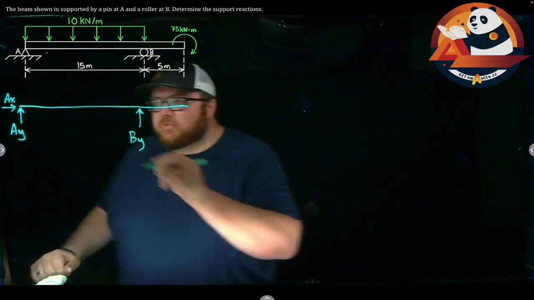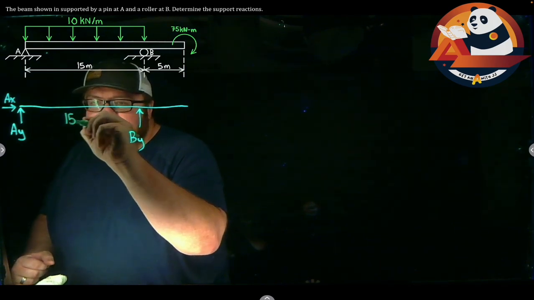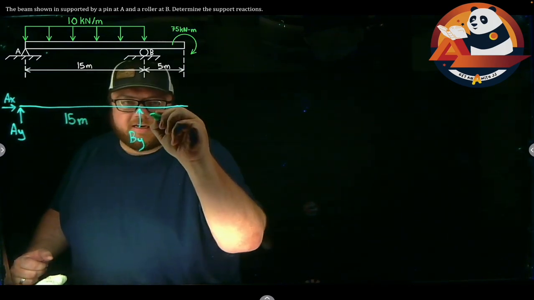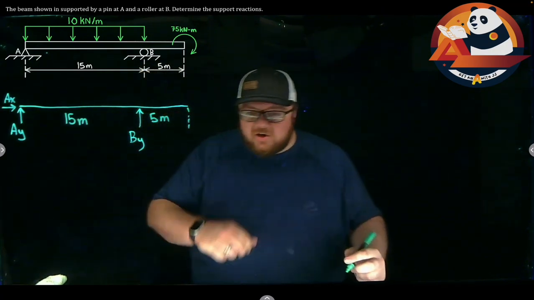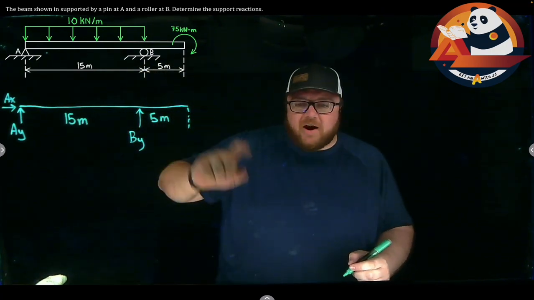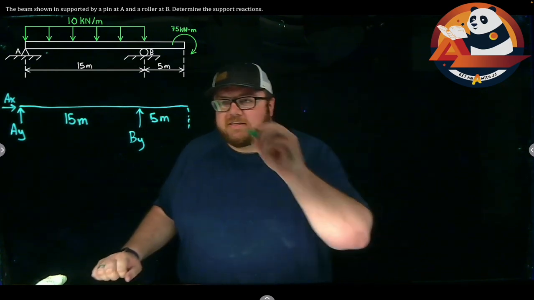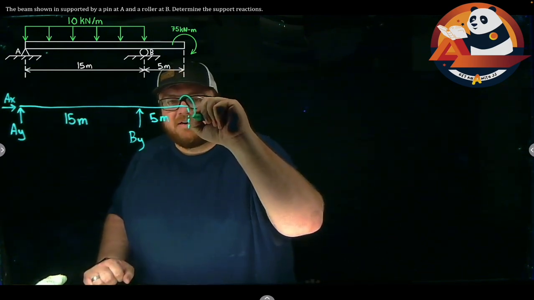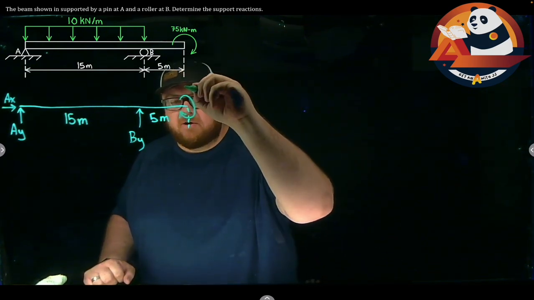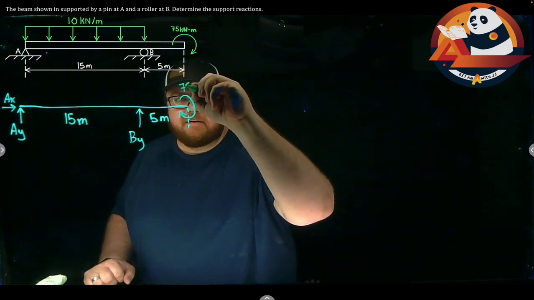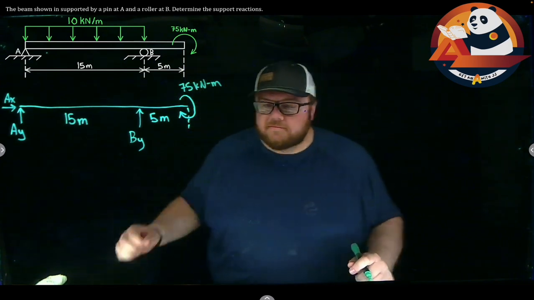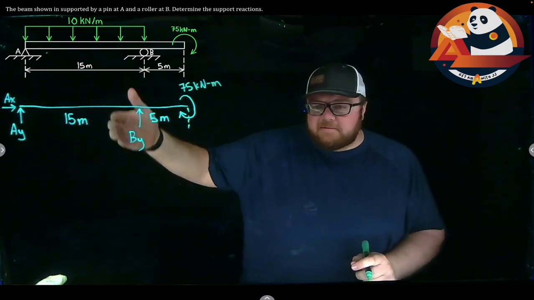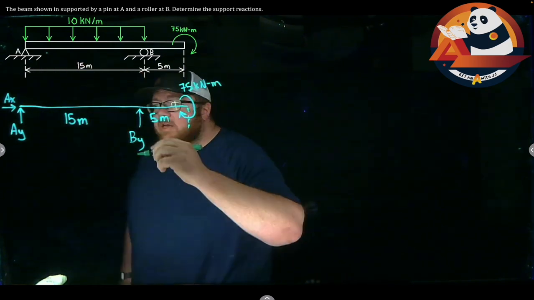We know this first section here is 15 meters, and our second section is 5 meters. So we'll get both of those distances labeled. At the far right edge of this, there is a 75 kilonewton meter clockwise couple moment, 75 kilonewton meters. And in that 15 meter section, there's a distributed load.